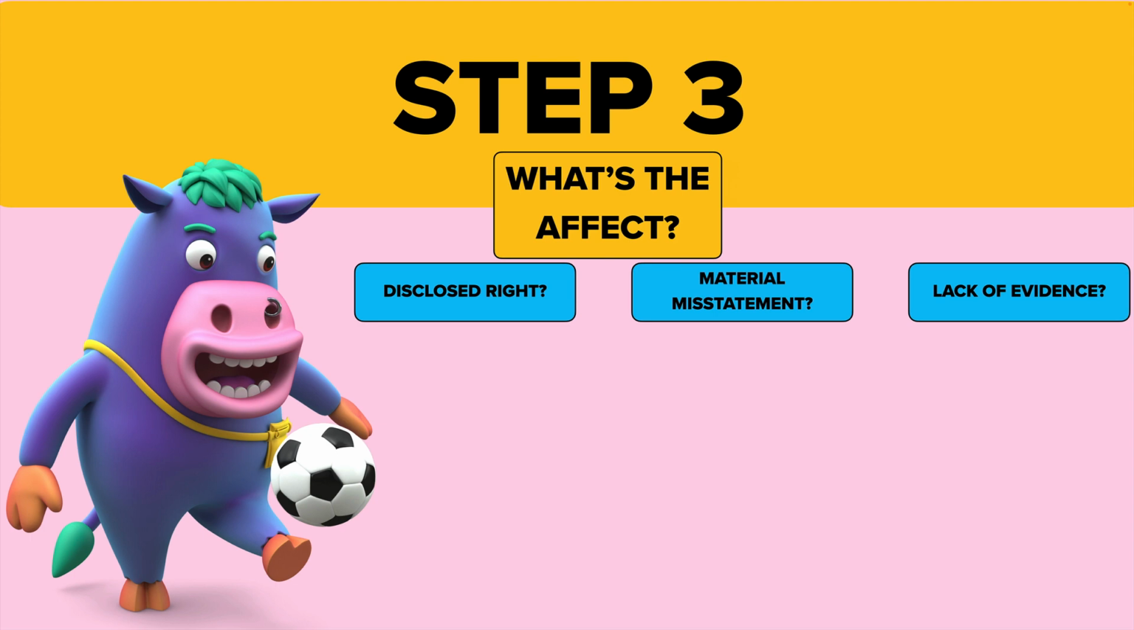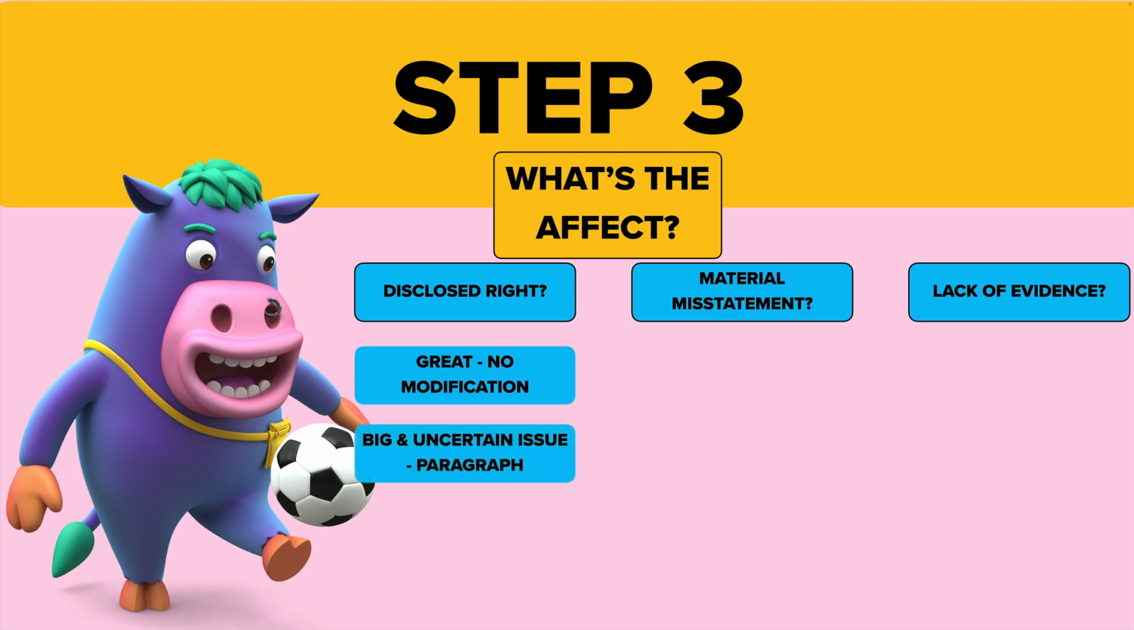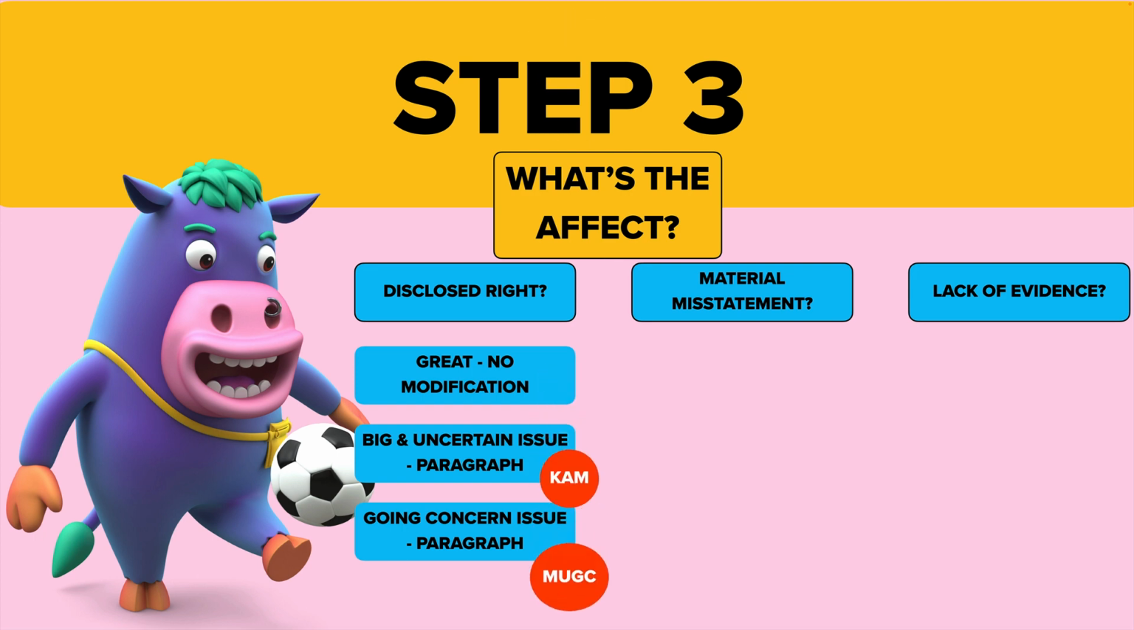So what do I mean if you've got an issue and you've disclosed it right? Well, there's no modification, okay, no change to the audit opinion unless it's a big and uncertain issue. If so, you might want to put it as a key audit matter, so an extra paragraph. Or if even though it's been disclosed right, there is a bit of a material uncertainty over going concern, that has its own paragraph as well, material uncertainty over going concern.